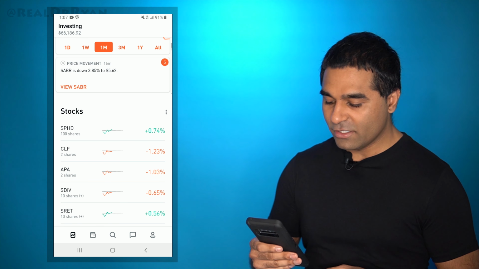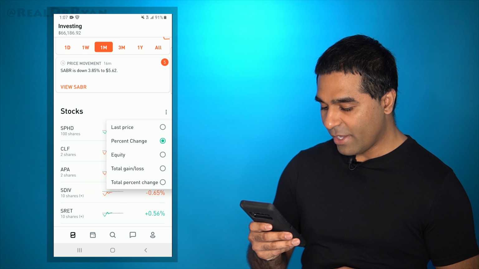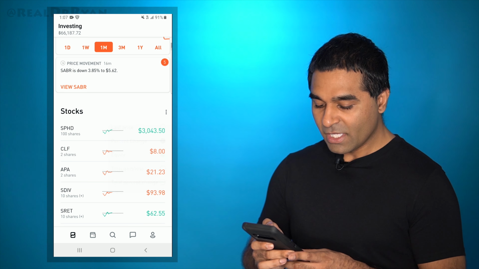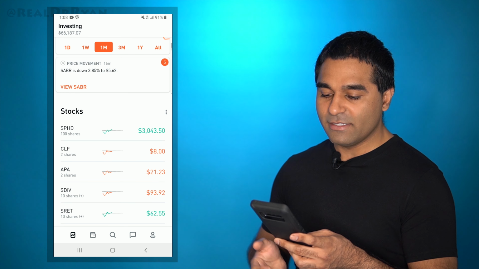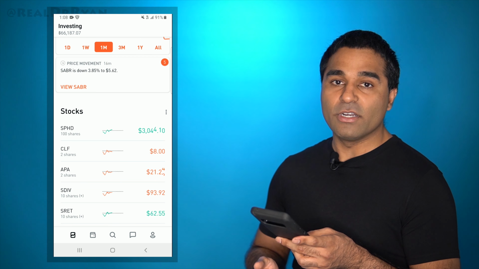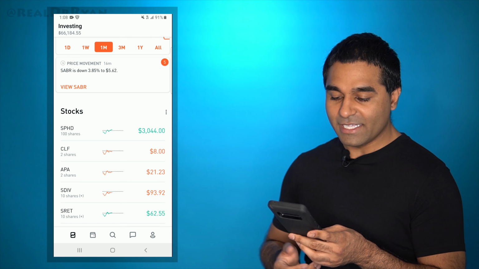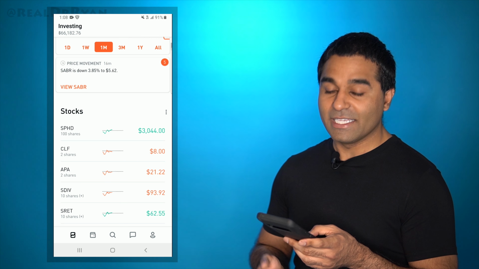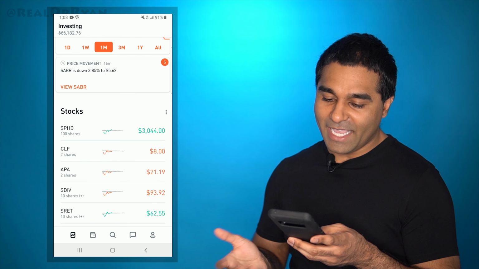If you go ahead and you click on those three dots again, you'll notice that there's also an equity button. So if we go ahead and switch it to an equity view, you'll notice that I own a total of $3,043.50 of SPHD, and I own a total of $8 of CLF. Now, the fact that some are green and some are red means if it's green, I'm up in my holdings, and if it's red, I'm down in my holdings.